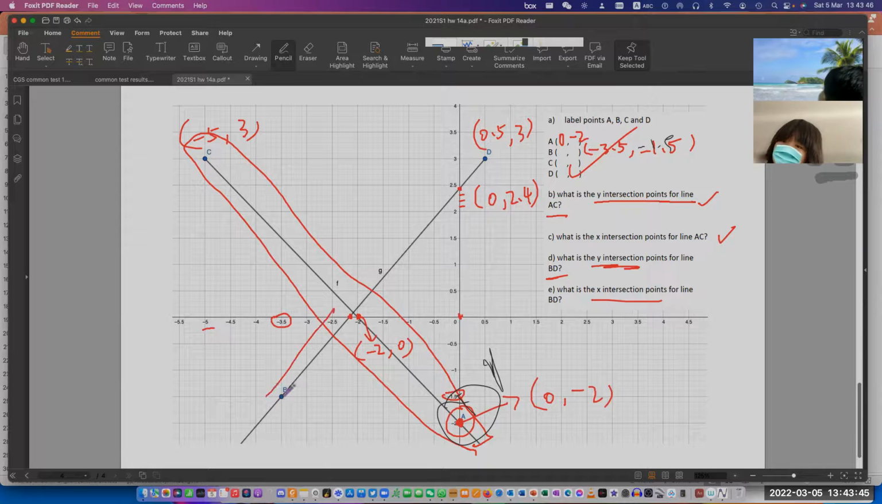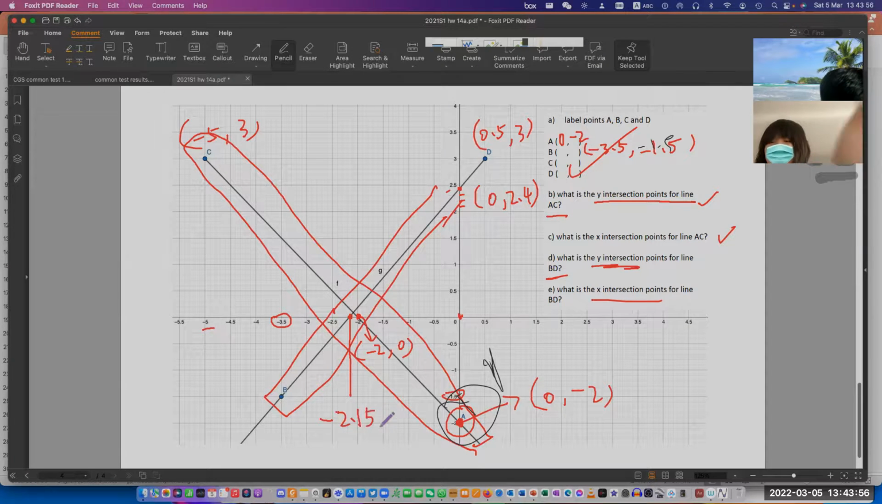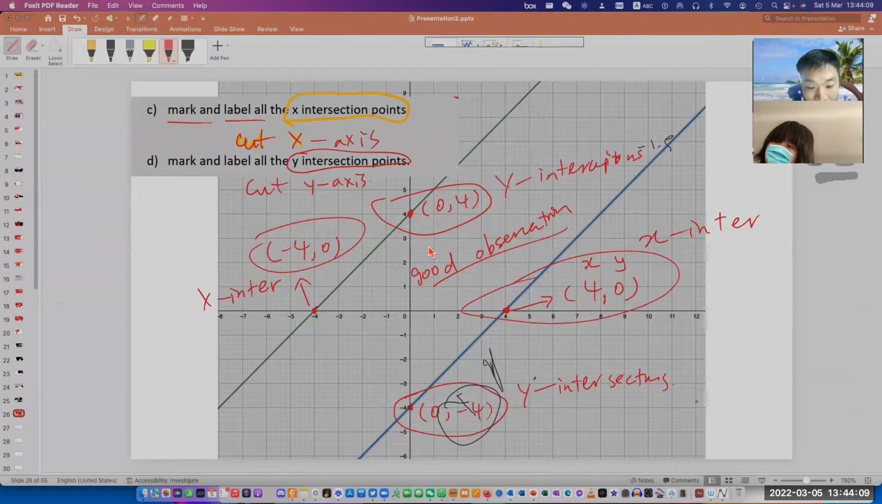You are supposed to look at the BD now. So this point is your -2, 1, -2.15, I guess. And then 0. Okay, good. So that is the basic you need to understand for graph.